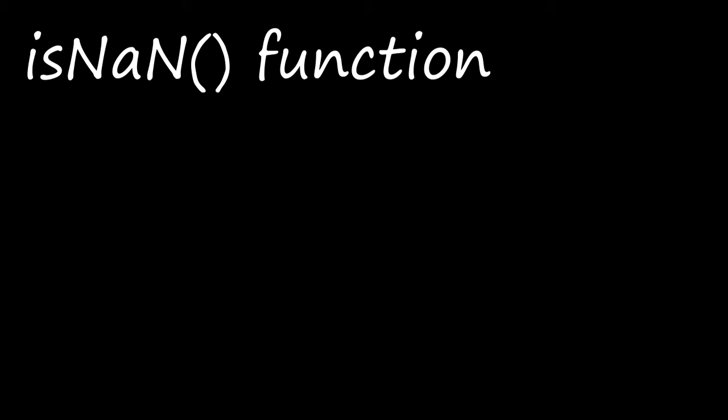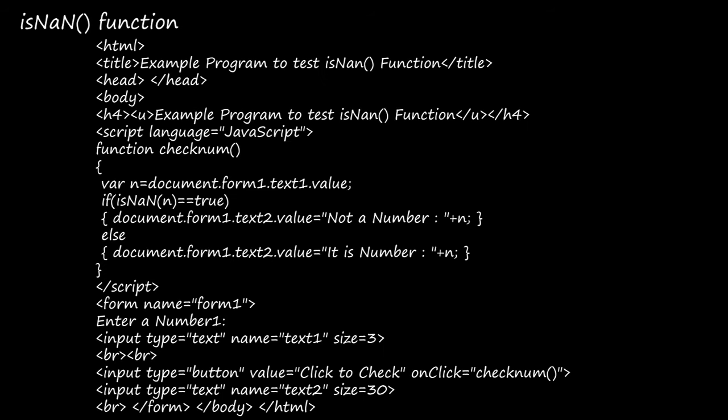Here, first they have opened the HTML tag, and then the title tag, and inside the title tag they have given "Example program to test isNaN function", and then they have closed the title tag, that is slash title, and then the head tag. Actually this head tag will be coming after the HTML tag and before the title tag, right? And after closing the title tag, we'll close the head tag. You just change it. It is on page number 334.